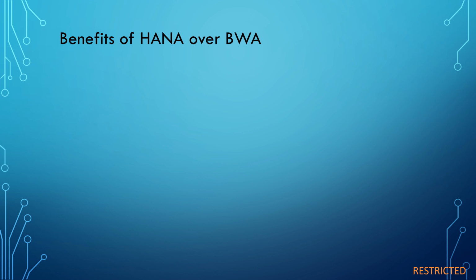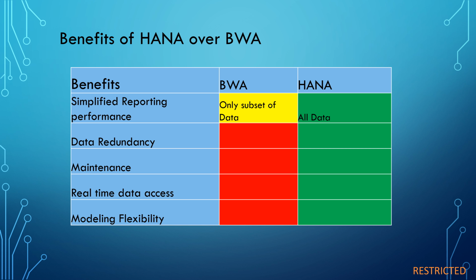Benefits of HANA over BWA. Simplified reporting performance. Only a subset of data is available in BWA. HANA has all data. Data redundancy: the same data is available in both the BW database and BWA. There is no redundancy in HANA.